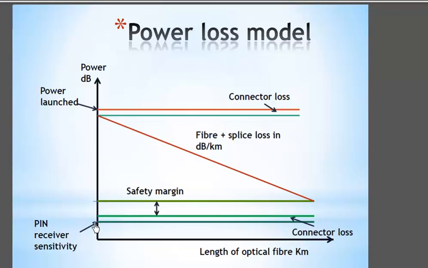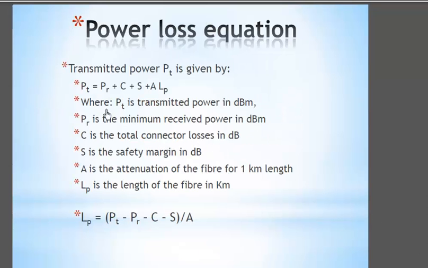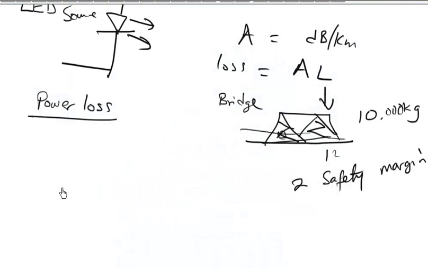Now, if we write the formula for connector loss, we just use one C for all the connector losses together. So this is the formula: transmitted power is equal to the received power plus all the losses. Because transmitted will be what I receive plus all the losses. For example, if I'm sending 20 watt and I receive 17 watt, what's the loss on the way? 3. So this is equal to this plus 3.